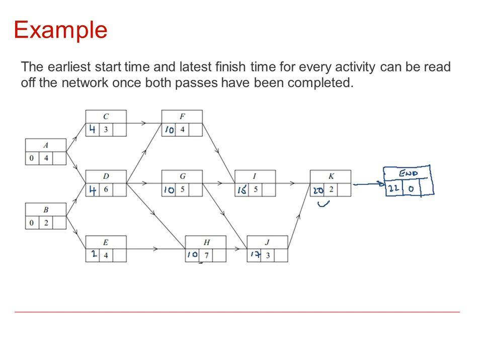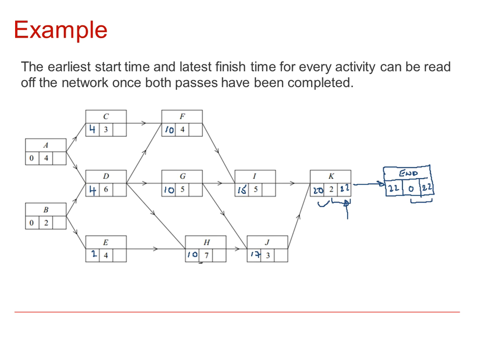Now the reason it's not strictly necessary is because when we're working backwards from the 22, 22 minus 0 gives you 22 there. So really we're just saying that K, the latest it can finish is 22. So really that section there is just a repeat of that bit there. So it's not necessary, but you can put an endpoint in if you wish.